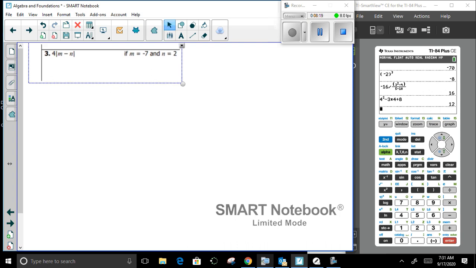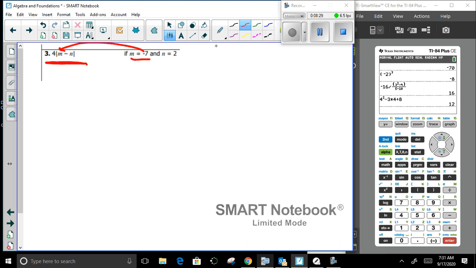I like this one because it has 2 variables. So you have 4 times the absolute value of m minus n. M is this, and n is that. So when you're rewriting it, just be careful that you put the correct ones where they belong. So 4 times the absolute value of m, which is negative 7, minus the absolute value of n, which is 2.